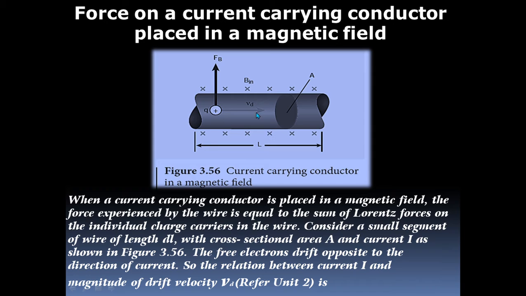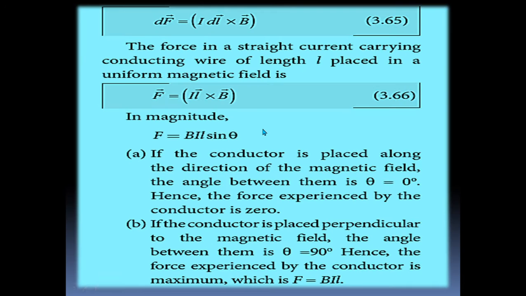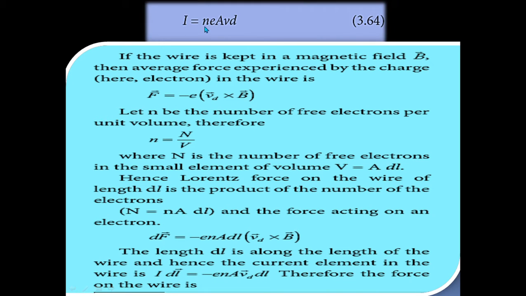From your second lesson, current electricity, we have already learned that the free electrons drift opposite to the direction of current. The relation between current I and the magnitude of drift velocity Vd is I is equal to nAe Vd, where A is the cross section area.